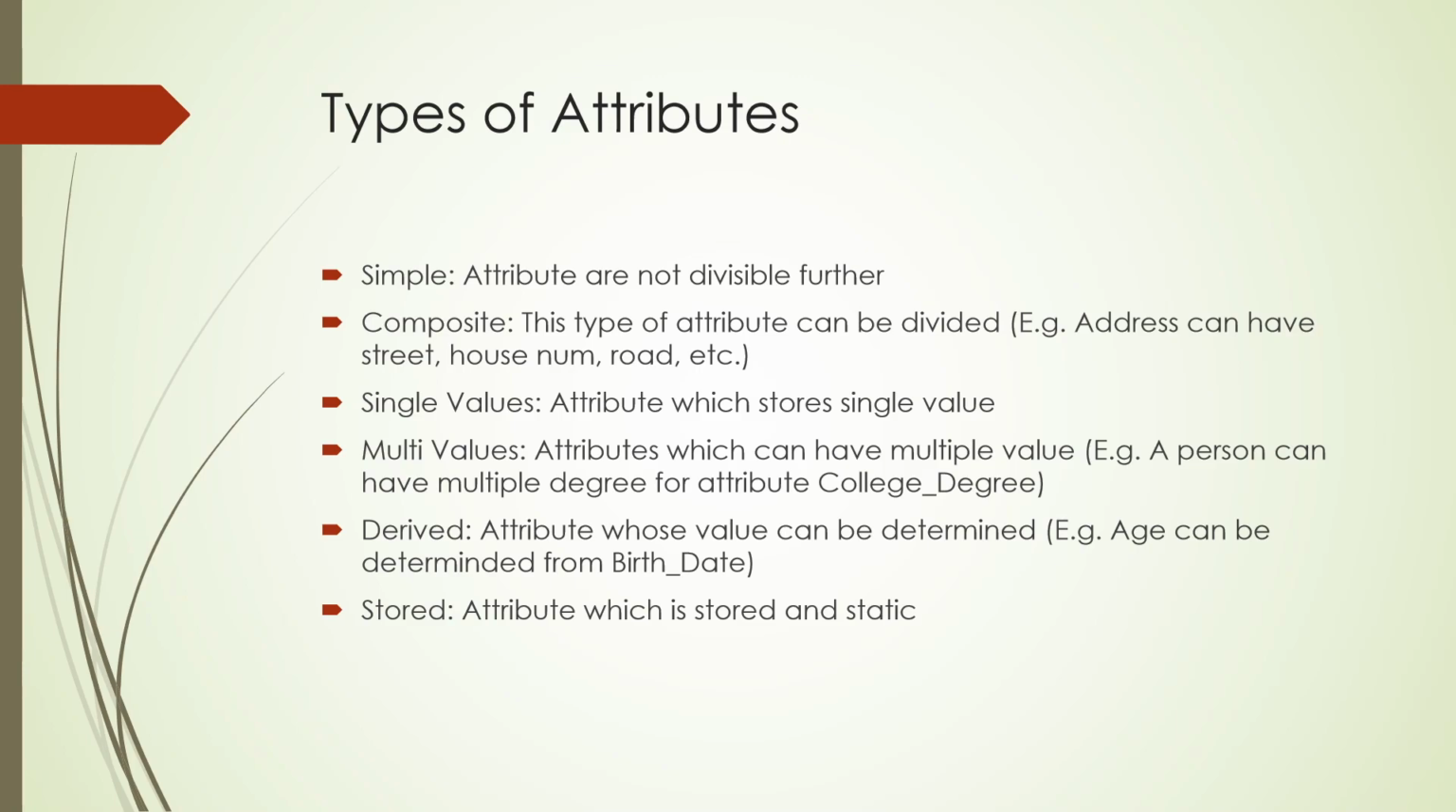Now, what's a composite one? Let's take an example of an address. If you have an address, we are storing our address. Address as a whole can't be stored in a single value. We can have multiple values, for example, a street name, house number, the road, etc. This all comprises and becomes an address. Such kind of attributes we can say are composite. It can't be described with a single keyword.